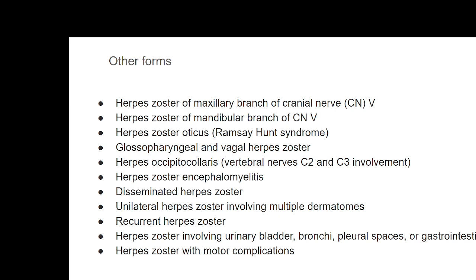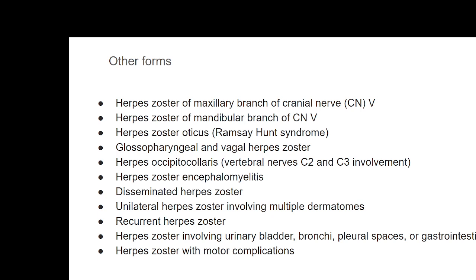Now, depending upon the forms and other variations of herpes, there are certain names given in neurological textbooks. They have these different names which may have some significance from the ICD coding, but otherwise are not very significant. Depending upon the location: herpes zoster of the maxillary branch of cranial nerve 5, herpes zoster of the mandibular branch of cranial nerve 5, and herpes zoster oticus, that's Ramsay-Hunt syndrome. We have already discussed that in the previous sessions.